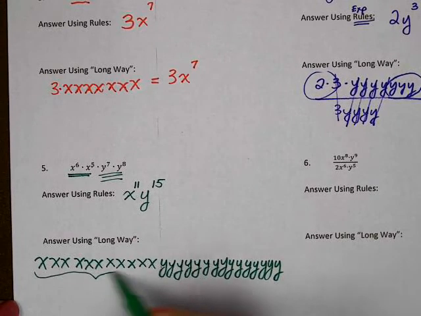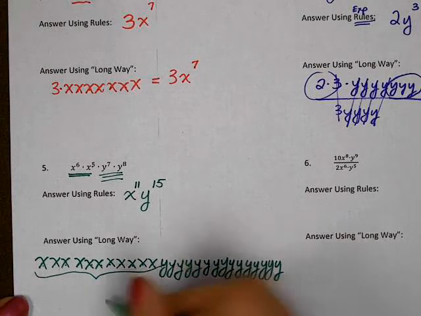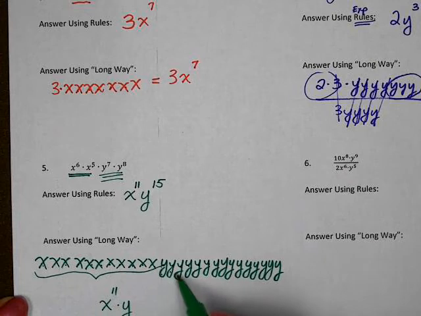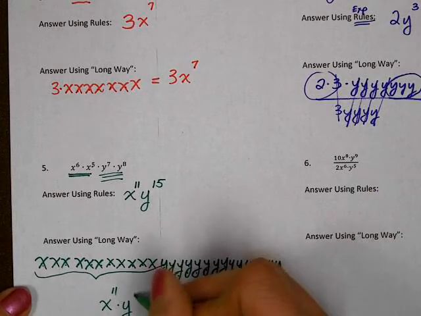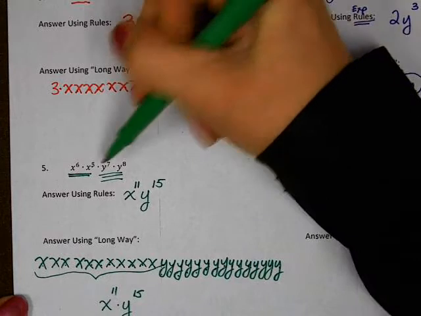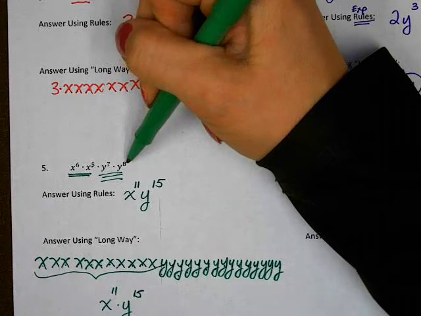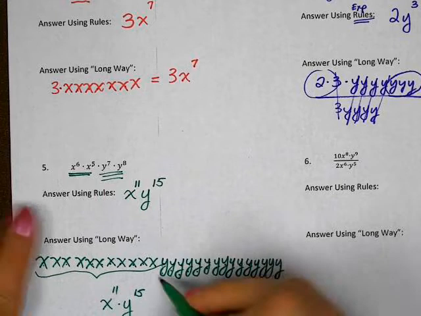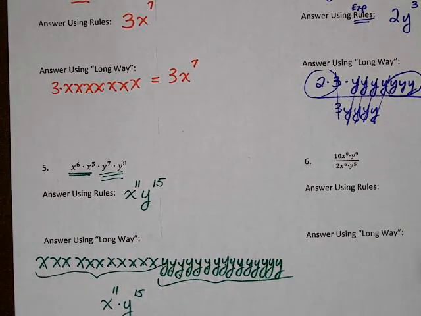How many x's are there? 1, 2, 3, 4, 5, 6, 7, 8, 9, 10, 11. That's x to the 11th. And how many y's? 1, 2, 3, 4, 5, 6, 7, 8, 9, 10, 11, 12, 13, 14, 15. Perfect. That's what I got over here. So what you're doing in your mind is you're imagining 7 y's and 8 more y's, and then you're saying, wouldn't that be a total of 15 y's? And that's exactly what you do when you use the rule. You imagine all of these y's in your mind.